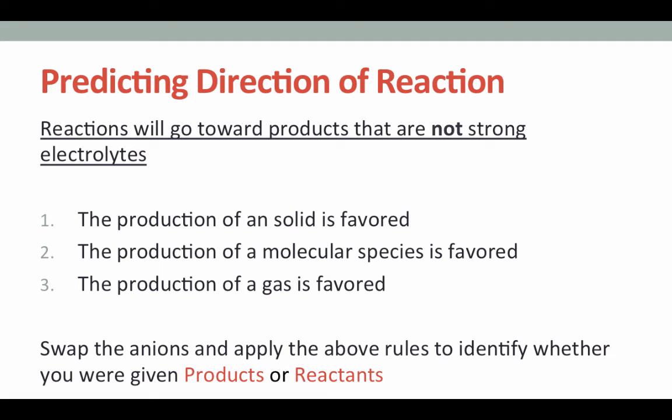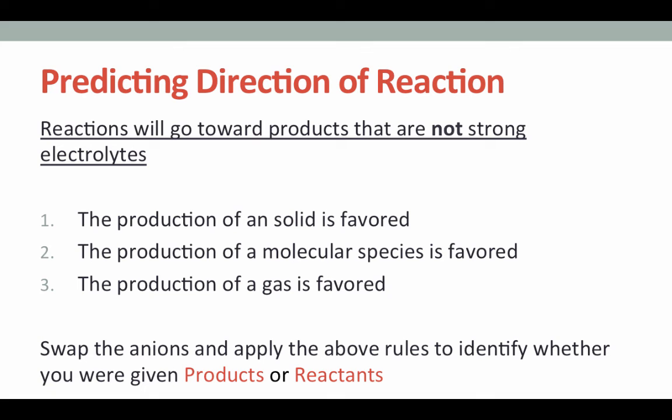For the last portion of this lab, in the questions section, you'll be asked to predict the direction of a reaction. This is really looking at your ability to identify insoluble products. A reaction will always go towards the formation of a product. So if you see either a solid or a molecular species or a gas given as a potential ionic compound, then you know that that compound must be a product because it would not be a reactant. Products do not react, they come out of a reaction.